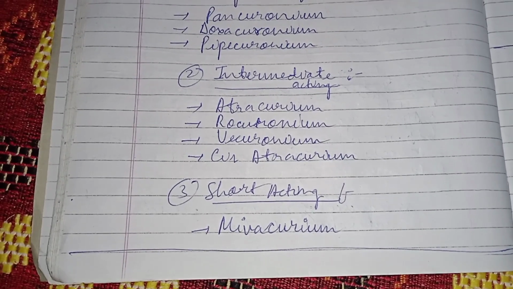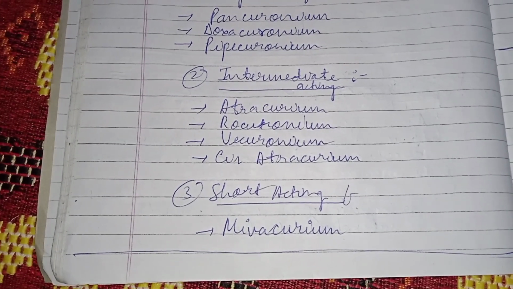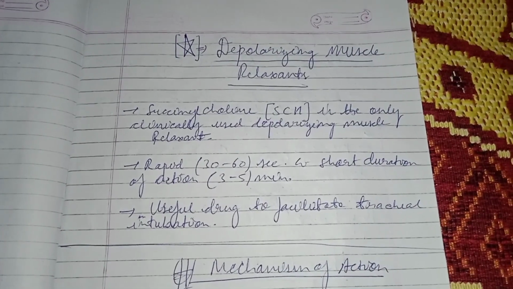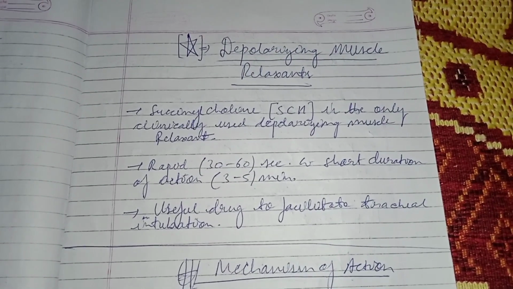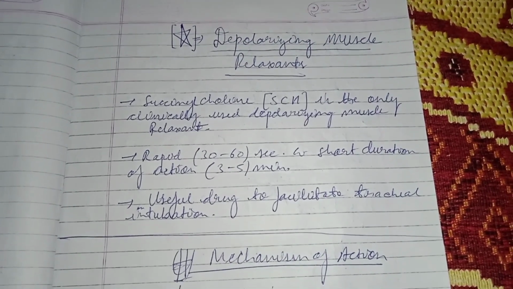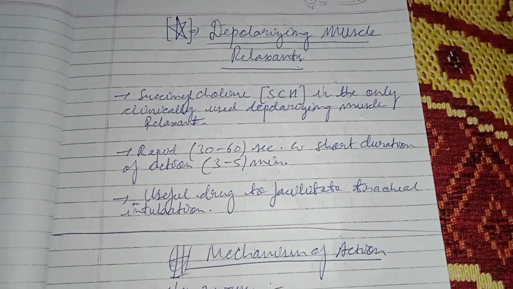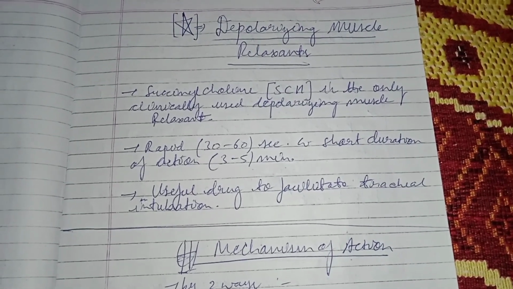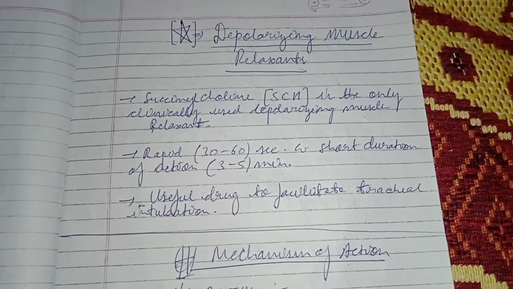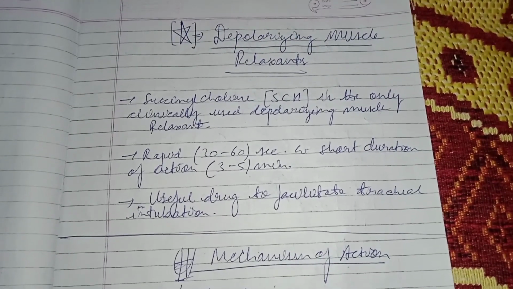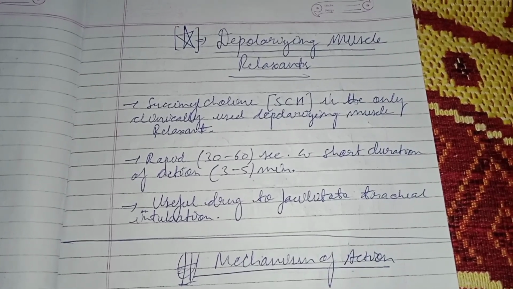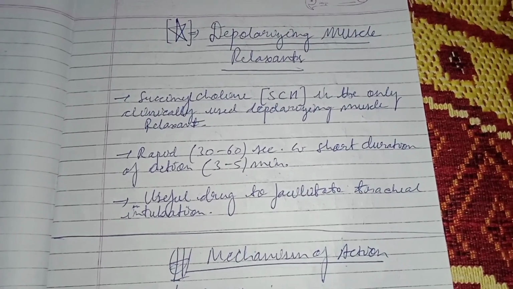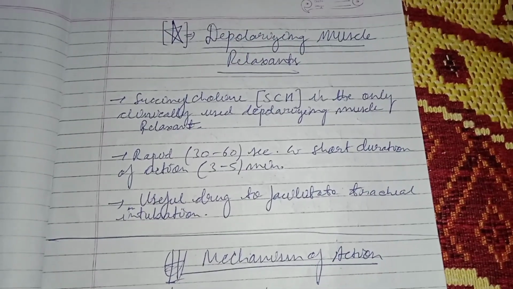And now let's look at the depolarizing and non-depolarizing muscle relaxants one by one. At first, the depolarizing muscle relaxants. Succinylcholine is the only clinically used depolarizing muscle relaxant. It is rapid and has a short duration of action. It is a useful drug to facilitate tracheal intubation. I hope it is clear.